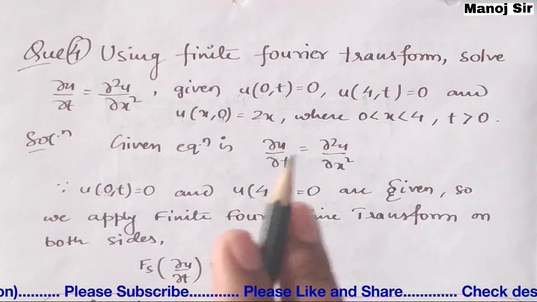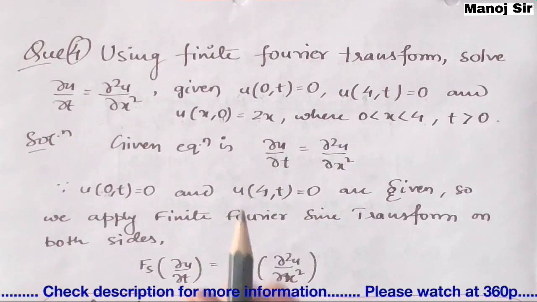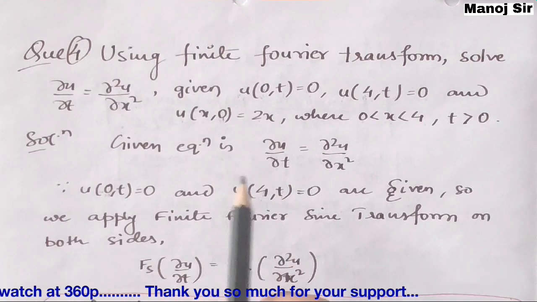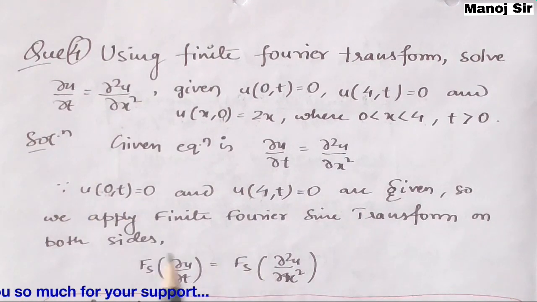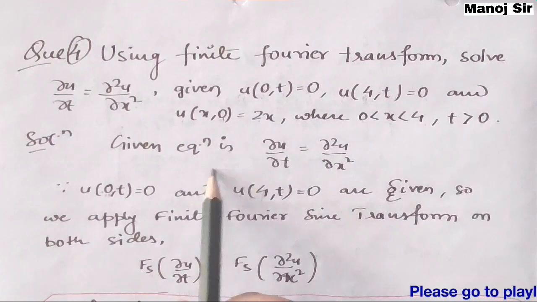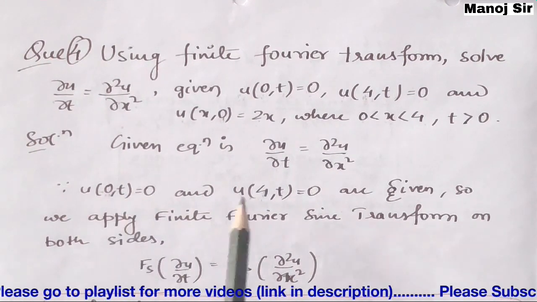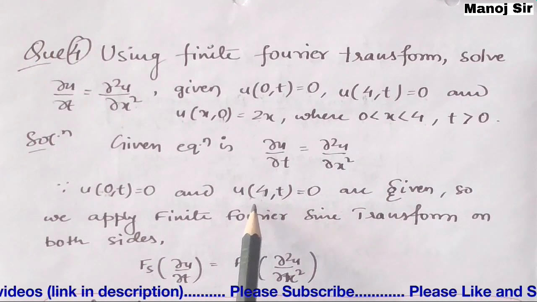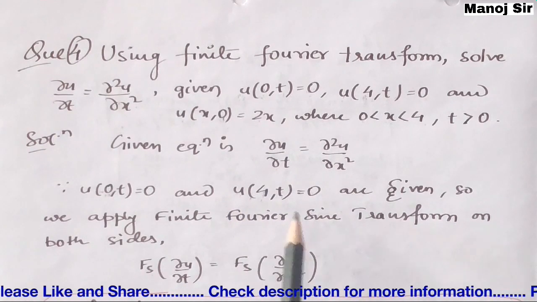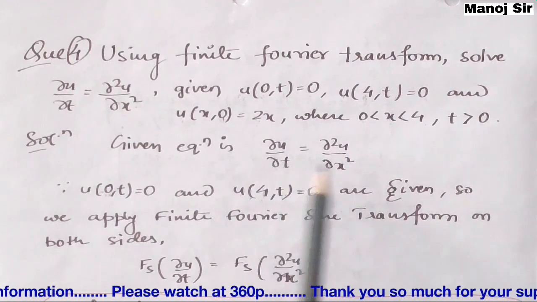All these things we have discussed in video number 25. If you go to the playlist, in video number 25 I have already discussed all the points, where to use which formula. Since u is given at x equal to 0 and at x equal to some constant, that is 0, we have to apply the finite Fourier sine transform. So simply apply the finite Fourier sine transform on both sides of this equation.